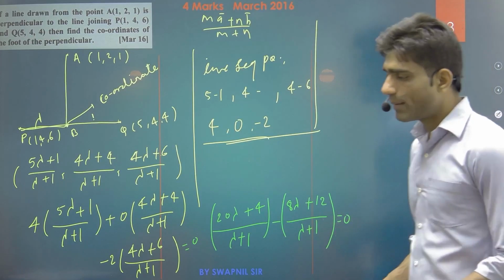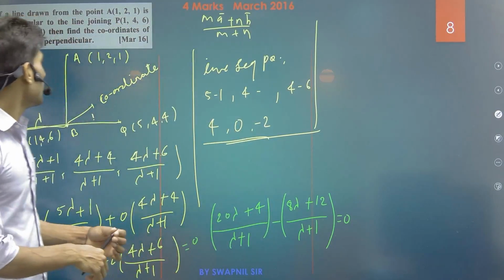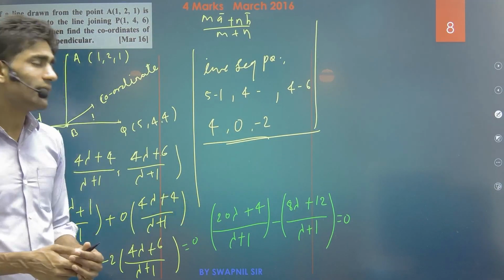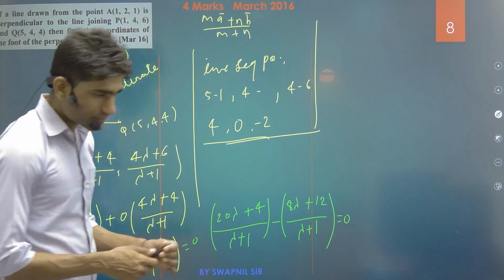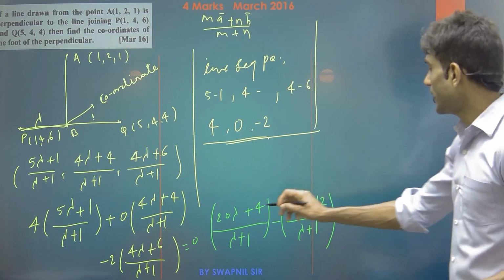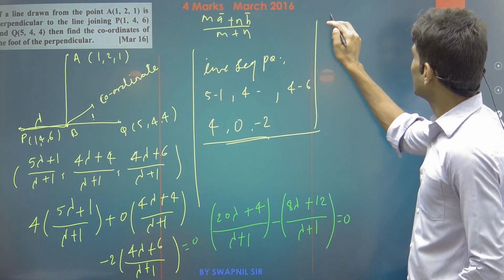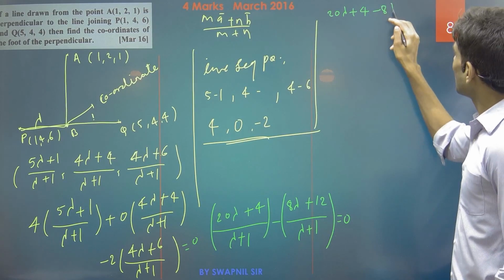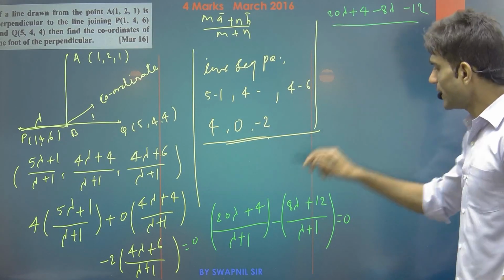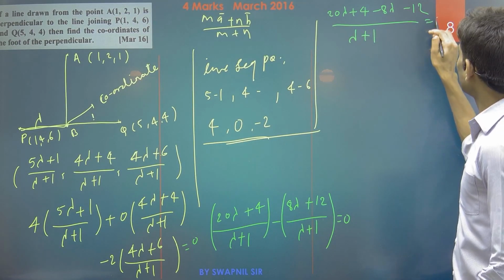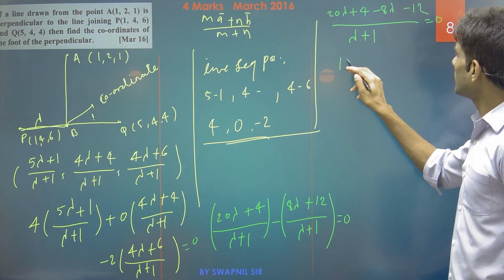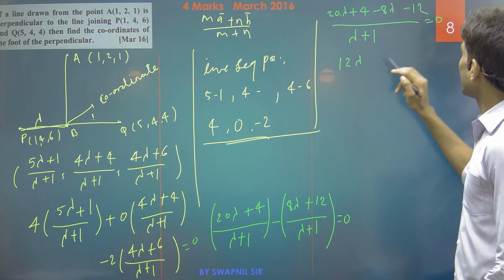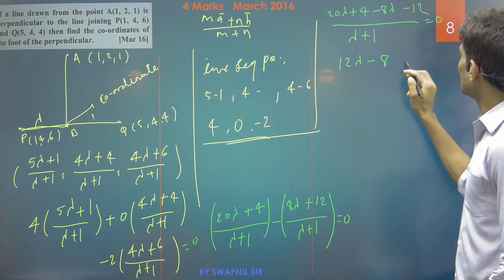Now just find the value of lambda. The denominator lambda plus 1 is the same, so take it once and add the numerators. So 20 lambda plus 4 minus (8 lambda plus 12), that is 20 lambda plus 4 minus 8 lambda minus 12, completely divided by lambda plus 1. 20 lambda minus 8 lambda is 12 lambda, and 4 minus 12 is minus 8, which is equal to 0.